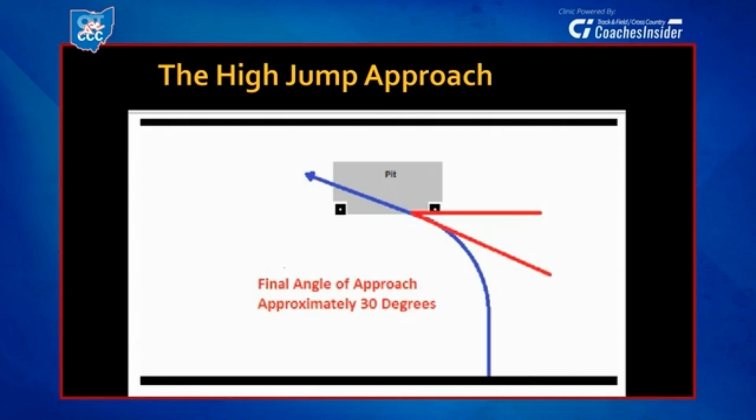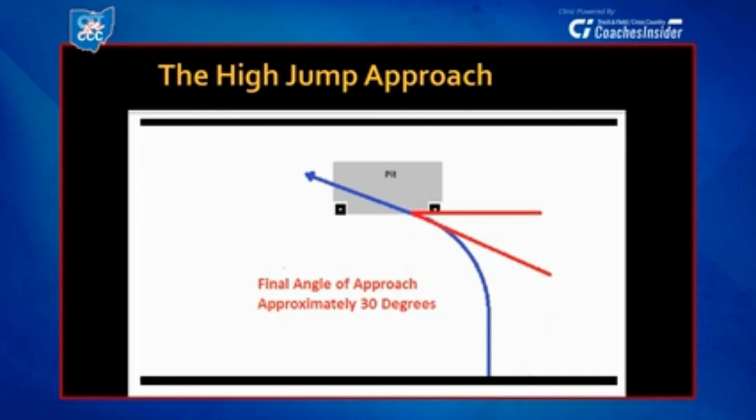Now, if we're running the curve correctly, our final angle of approach should be at about 30 degrees. We don't want it to be directed down the bar, and we definitely don't want it to be directed back over here. We don't want to turn it into a hurdle event. So we want to see about a 30-degree angle here. And what I do is when my athletes are running through and popping up, I kind of watch to see where momentum takes their bodies.